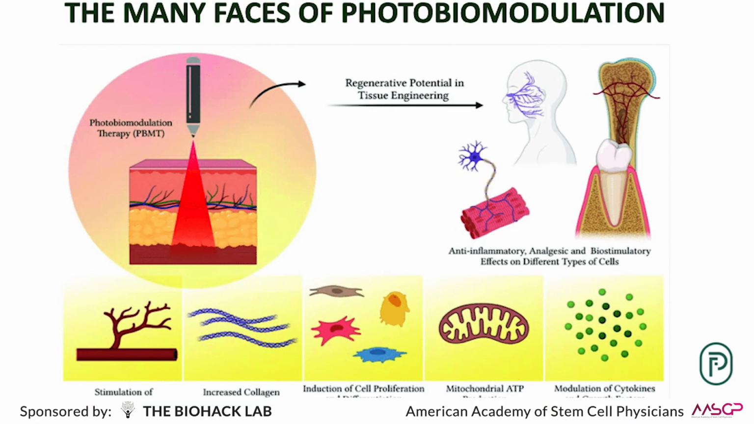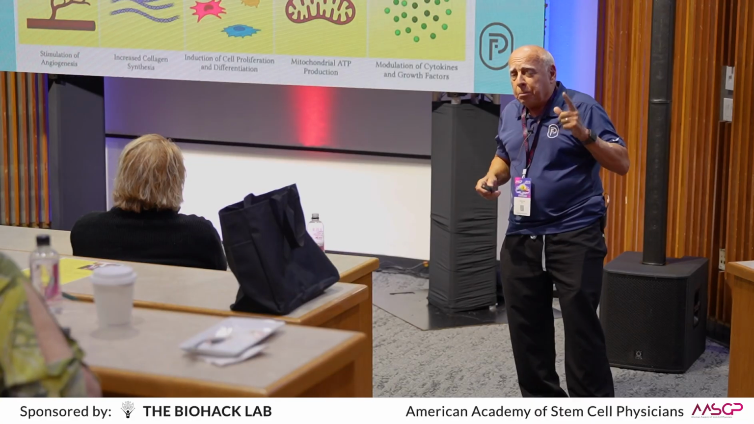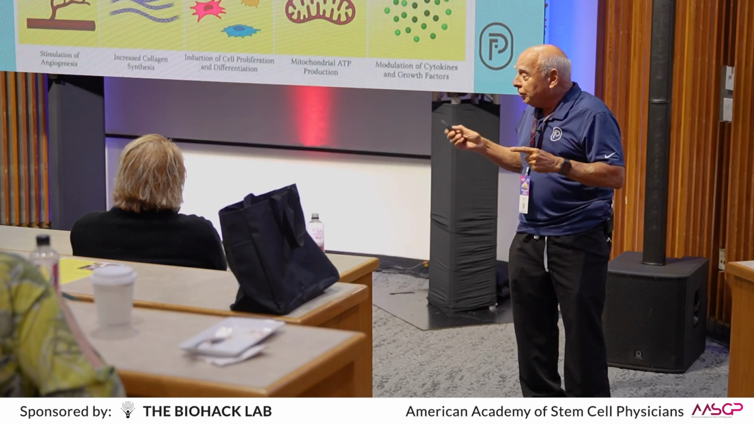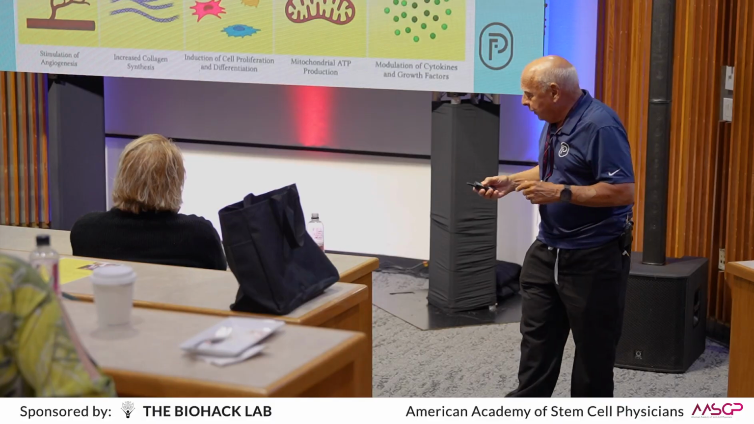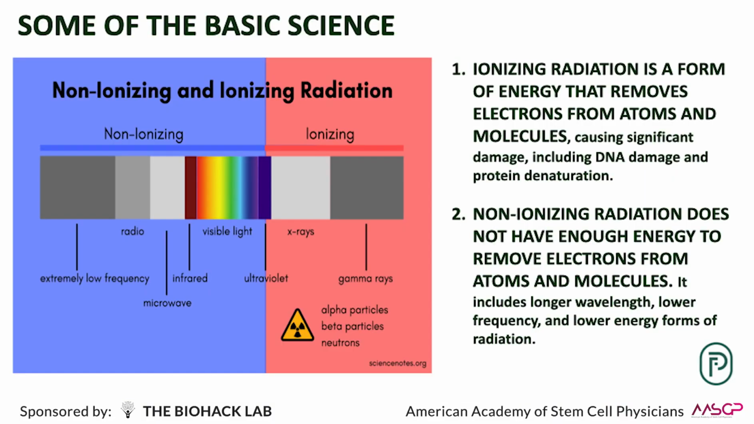All right, so the many phases of photobiomodulation, angiogenesis. Now remember, there's a difference between angiogenesis and vasculogenesis. Vasculogenesis means you have nothing there to start with, no vessels. Angiogenesis means you're building on vessels that are already there. So for vasculogenesis, you need stem cells. For angiogenesis, you can get by with just PRP. Okay, so here we are, the various types.